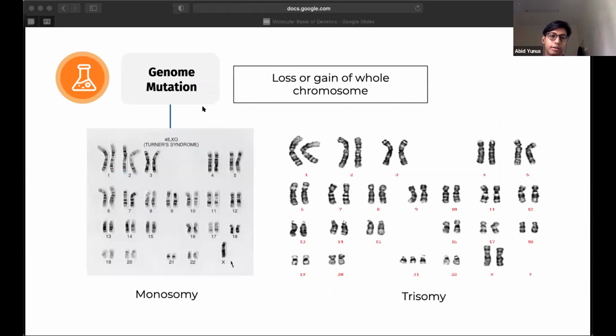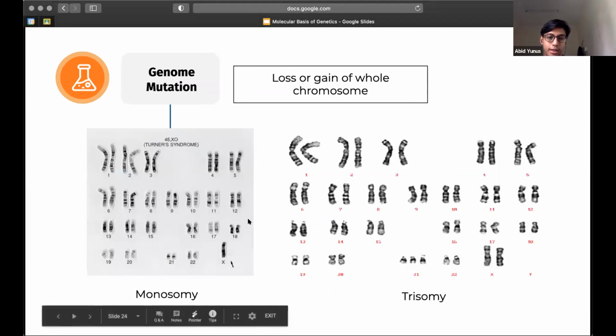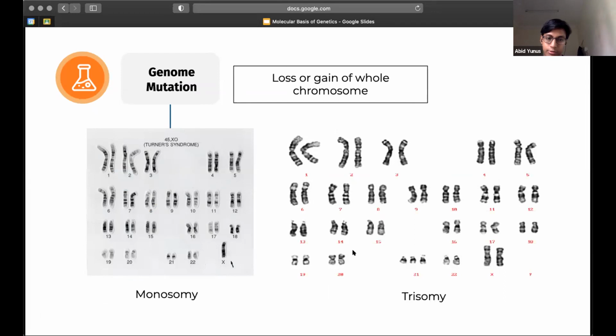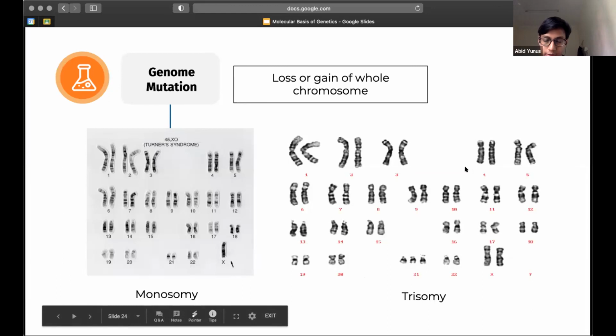So in aneuploidy, for example in monosomy, there will be a loss of a whole chromosome. For example, in Turner syndrome, the patient lacks one sex chromosome, so the karyotype will be 45,XO. In trisomy, the patient will gain one extra chromosome. For example, this patient has trisomy 21, Down syndrome. The patient gains one extra chromosome at chromosome 21.